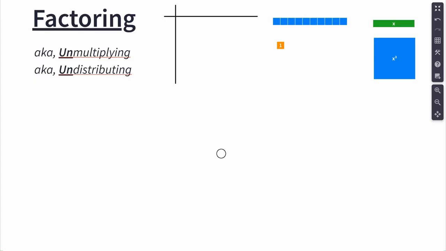Factoring is a process of unmultiplying in terms of numbers, or when we get to algebra, undistributing. Let's think about factoring as an unmultiplying process. And I want to think about the expression 3x plus 15.